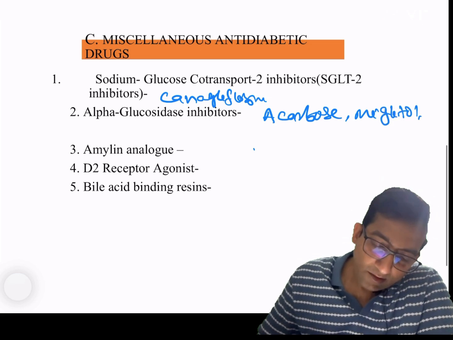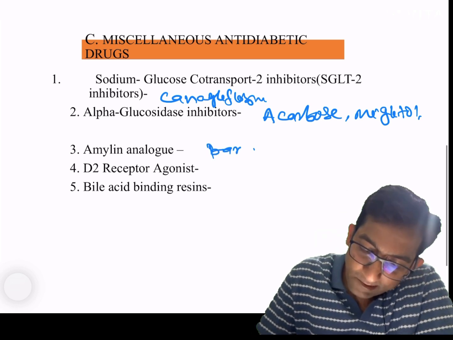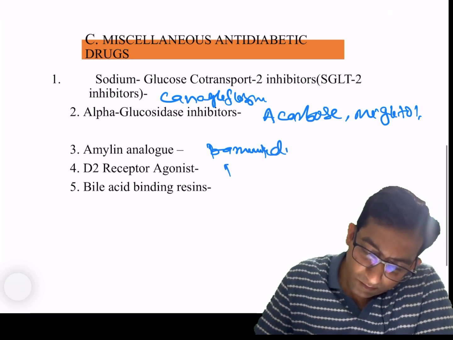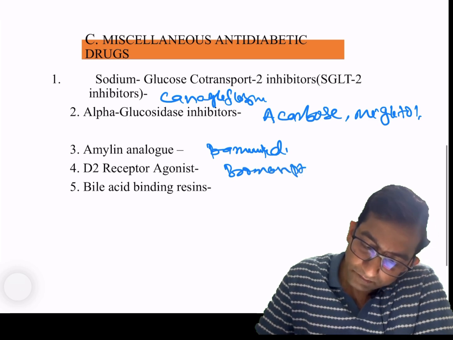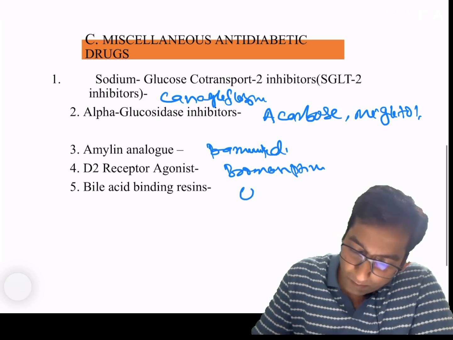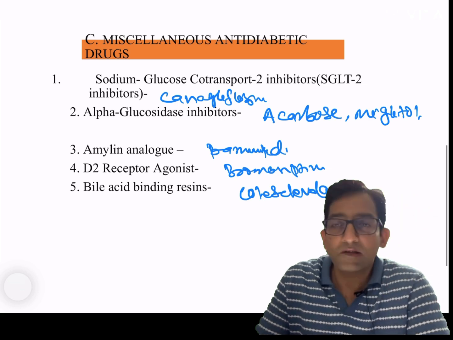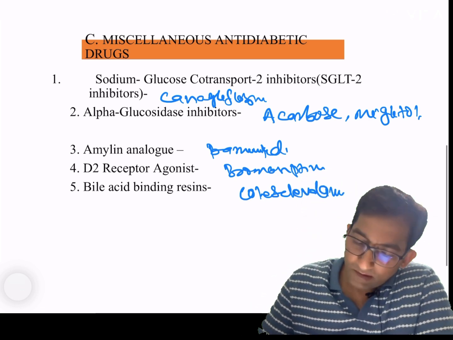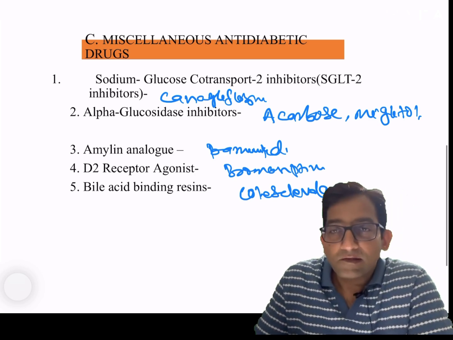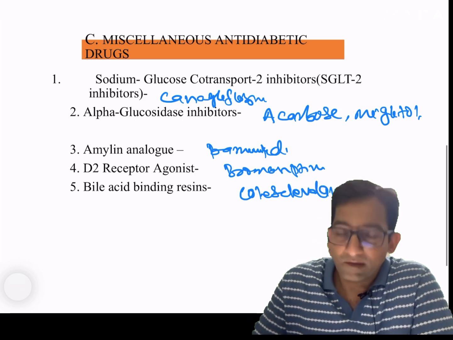Now, the next one is the amylin analog. An example is pramlintide. Then the D2 receptor agonist, like bromocriptine. Bile acid binding resins, an example is colesevelam. Basically, these are drugs used in hyperlipidemia, but here we use the amylin analog, D2 receptor agonist and bile acid binding resins as adjuvants in the case of diabetes mellitus.